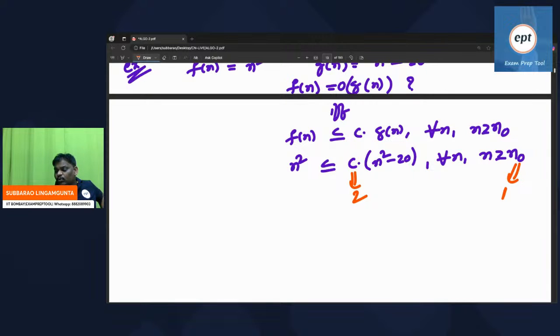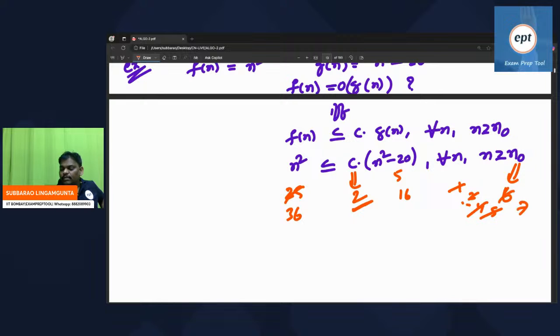Some people are asking, sir, what about 10? Let's check. Oh, there is a 2 also. Sorry for this, there is a 2 also. Please be careful. If I take n value 5, 25 on the left side; right side is 25 minus 20, so 5. 5 into 2 is 10. Anyhow it fails. So 6: it is 36, right side 36 minus 20, which is 16. 16 into 2 is 32. So it fails.